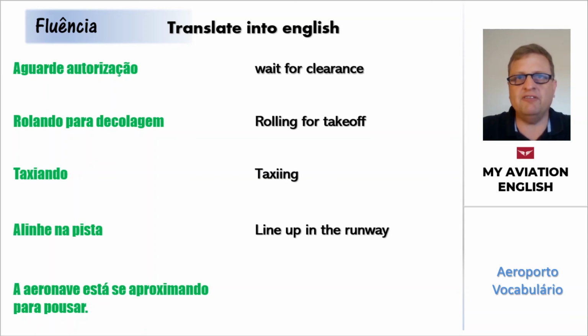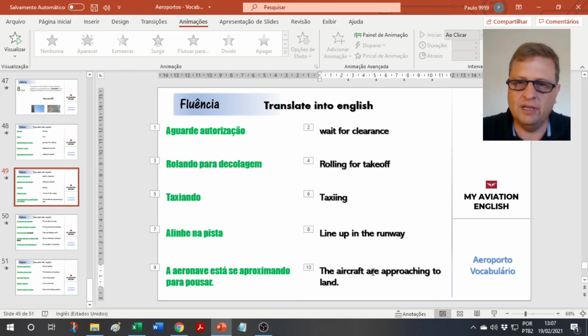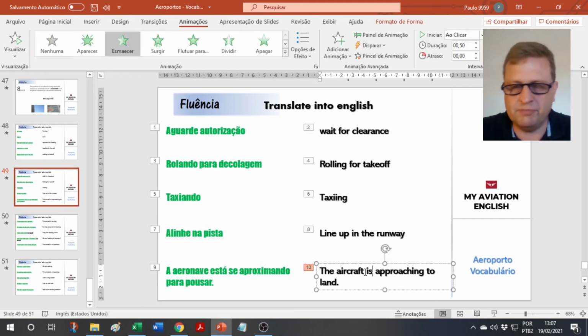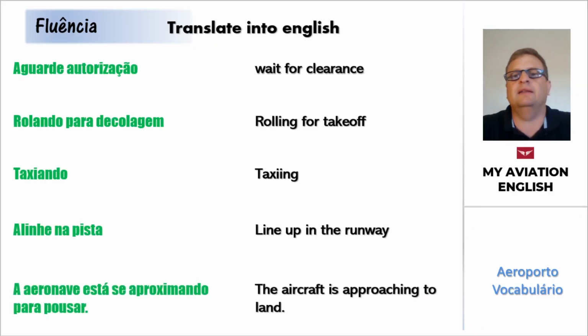Vai, fala. Você tem que falar. A aeronave está se aproximando para pousar. The aircraft is approaching to land. Não é as aeronaves. The aircraft is, é no singular, uma aeronave, ok? The aircraft is approaching to land, tá?